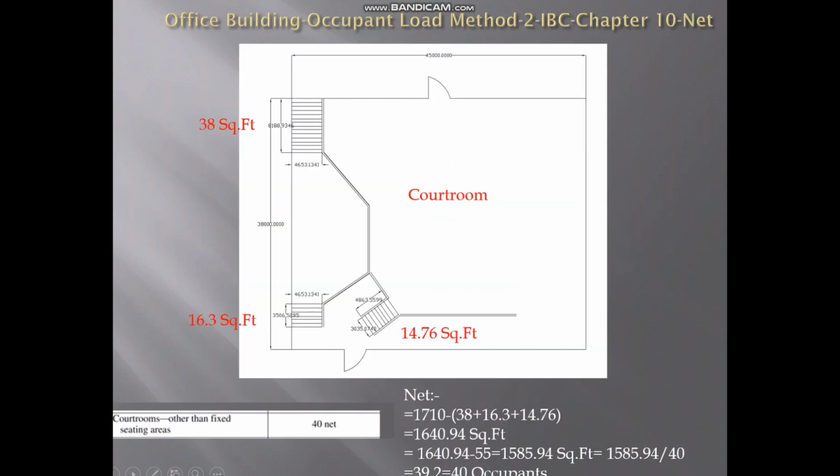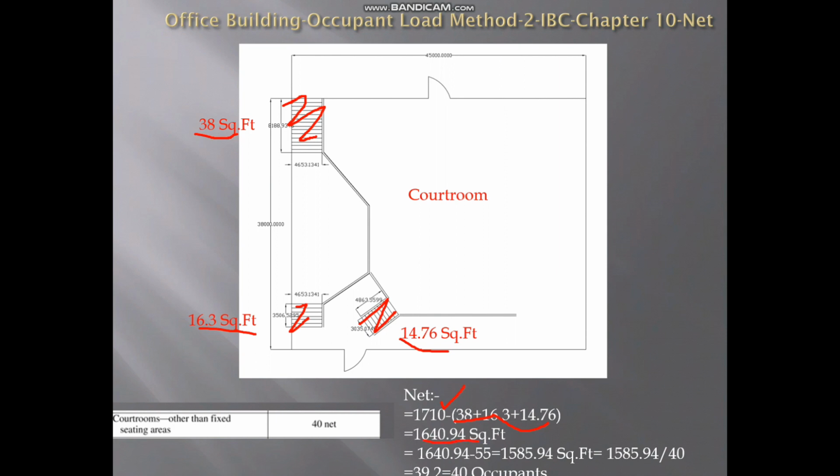Let me open it again. In the net area, 1710 comes from 38 into 45. From 1710 I have removed these 3 values: 38 is the area of this ramp, plus 16.3 is the area of this ramp, plus 14.76 comes from this ramp. I removed these 3 areas, so the total you get is 1640.94 square feet.